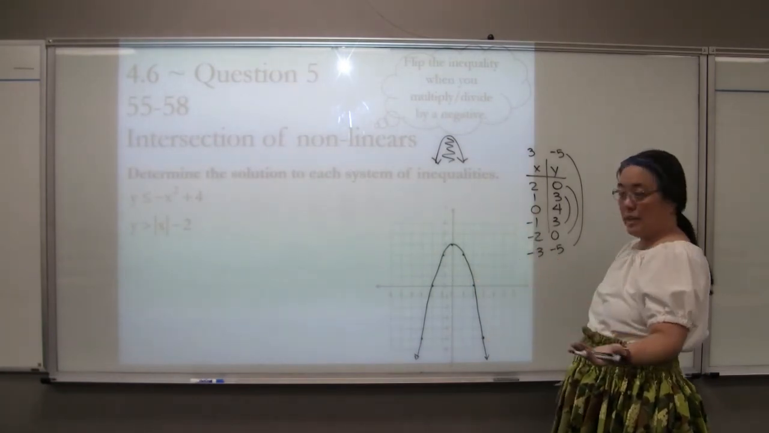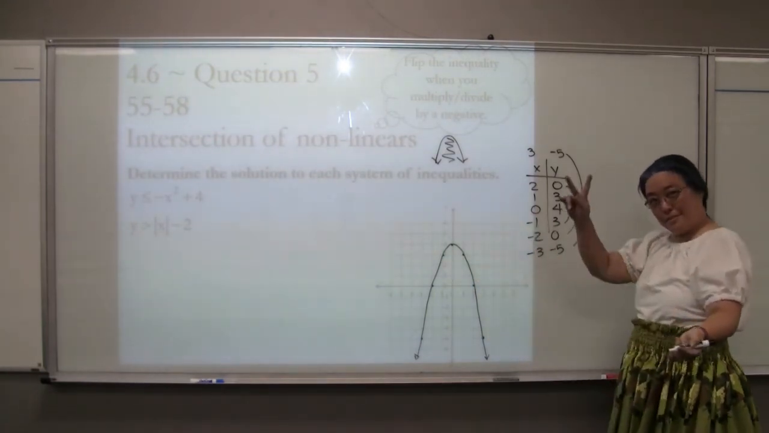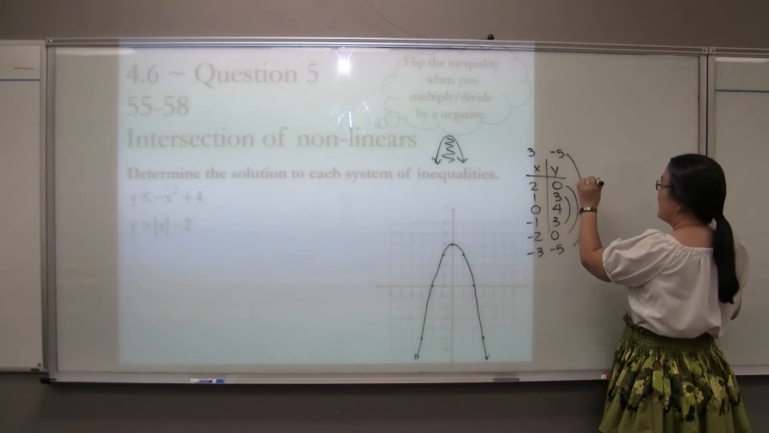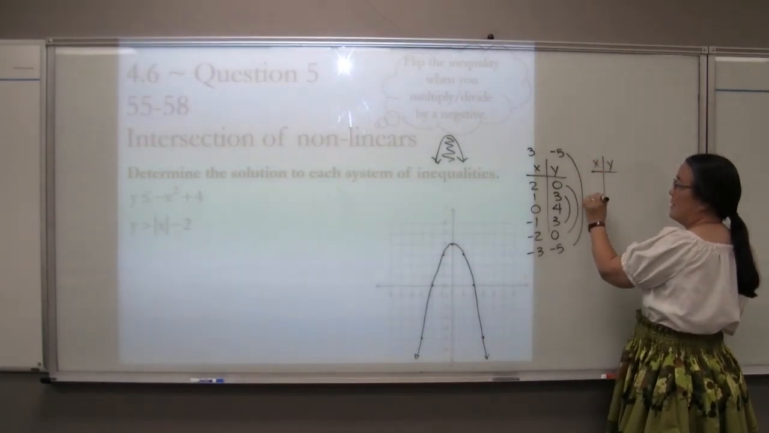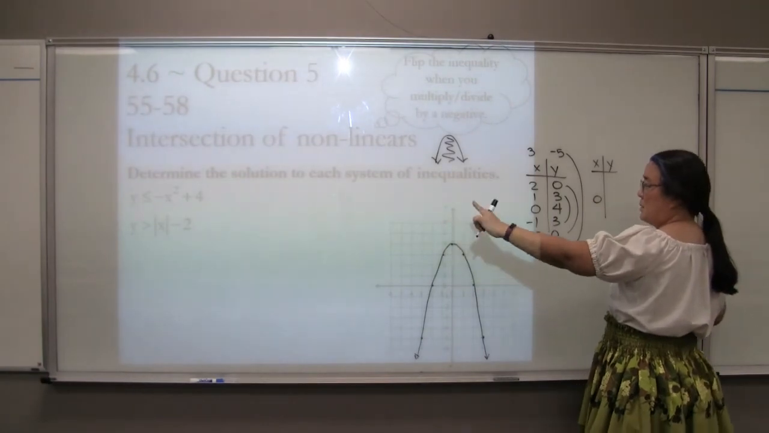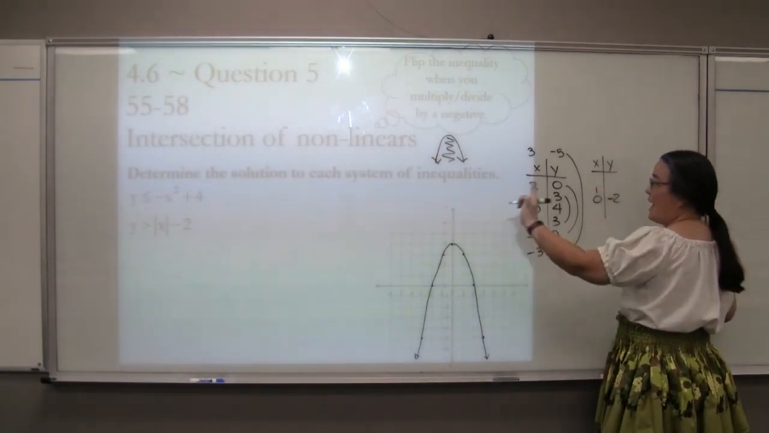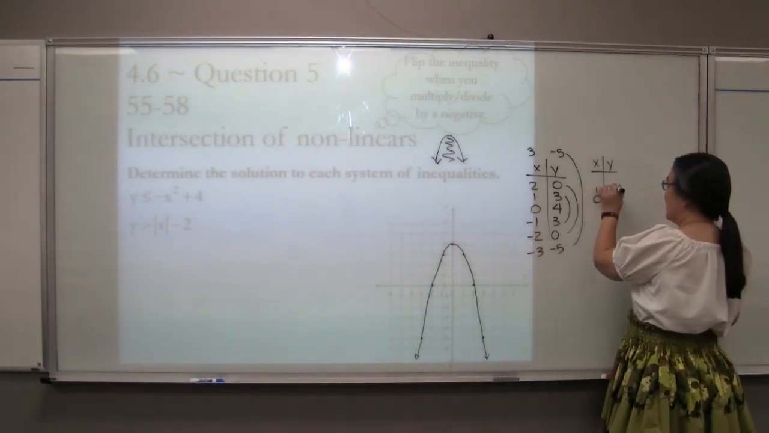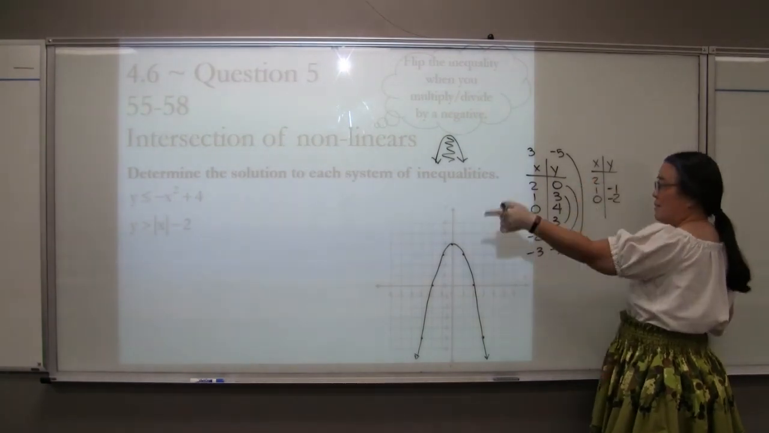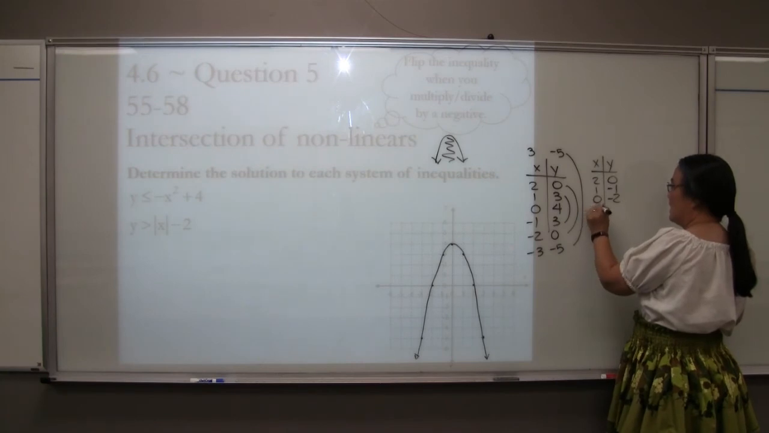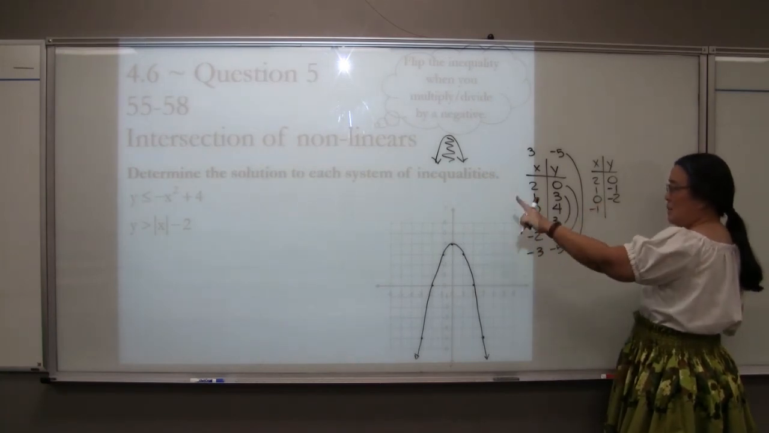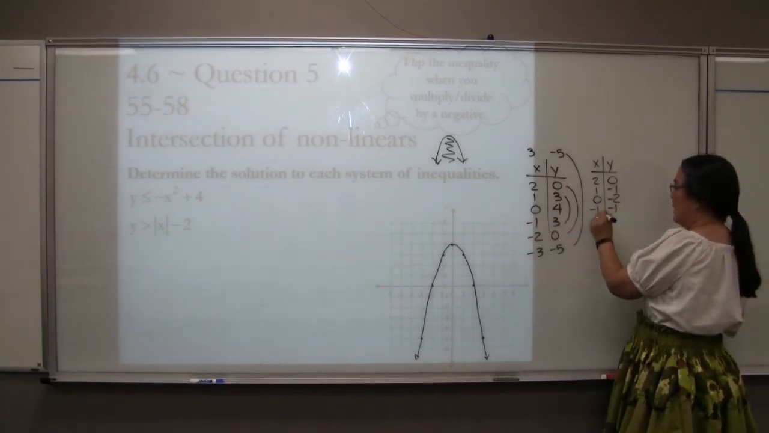Now, we need to do the absolute value graph. Remember, absolute value looks like a V. So, we have 0. Absolute value of 0 is 0, minus 2 is -2. Absolute value of 1 is 1, minus 2 is -1. Absolute value of 2 is 2, minus 2 is 0. And we see that it will do the same thing on the negative side.